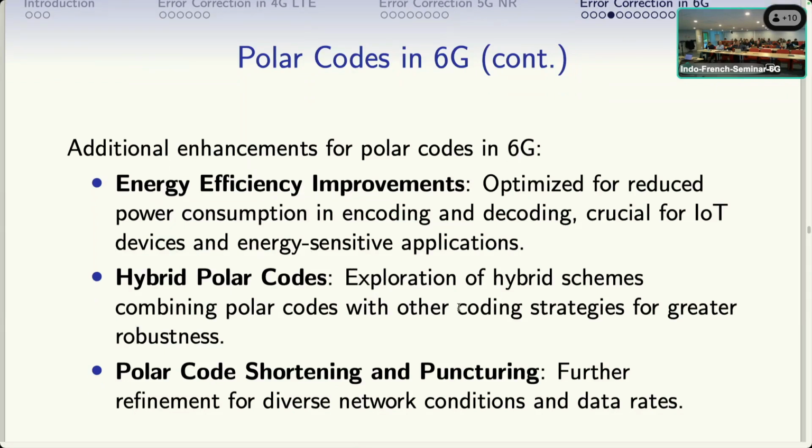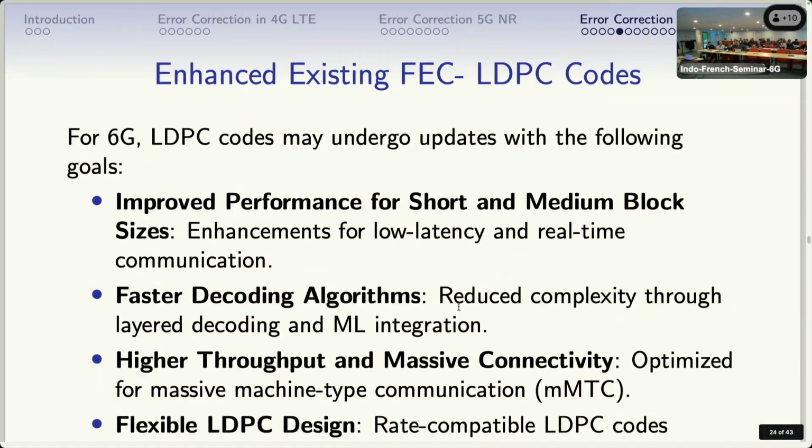That is how we can shorten and puncture the polar code depending on the network conditions. And these are the enhancements that are expected in the case of LDPC codes. Here we would try to have low latency and real-time performance for the short and medium block sizes of LDPC, because LDPC decoding is still time consuming. So how to improve that?